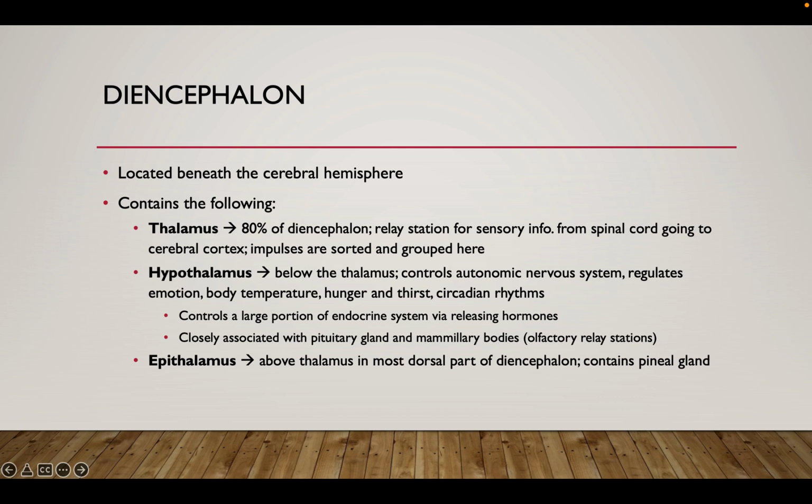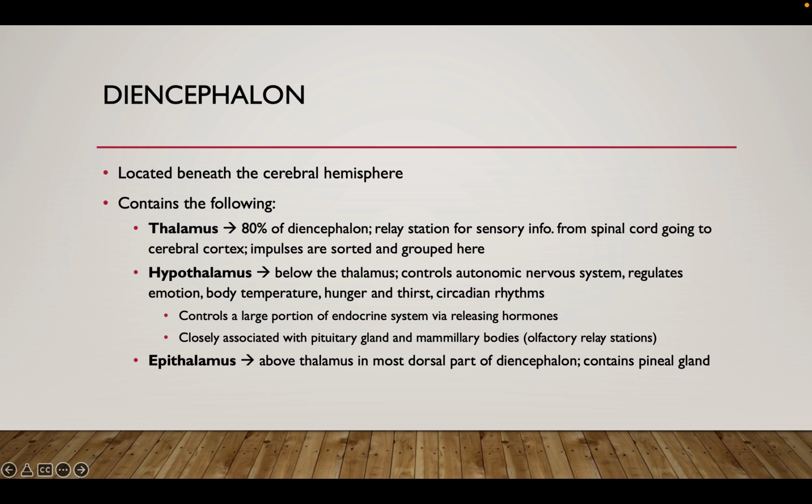So if you imagine your cerebral hemispheres, your large cerebrum, and the corpus callosum that we just talked about, just beneath that corpus callosum, on the interior of the brain, deep within it, you have our diencephalon. If you remember, the diencephalon was part of our prosencephalon. It differentiated from it when we were talking about our embryonic brain development. And we have a couple of parts in our diencephalon: the thalamus, the hypothalamus, and the epithalamus.